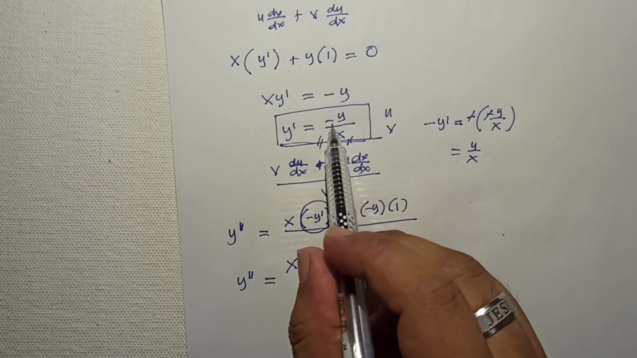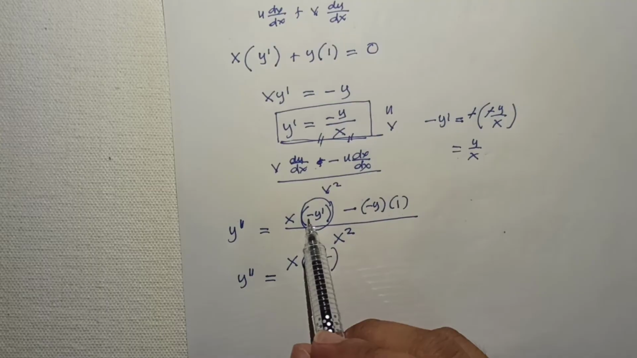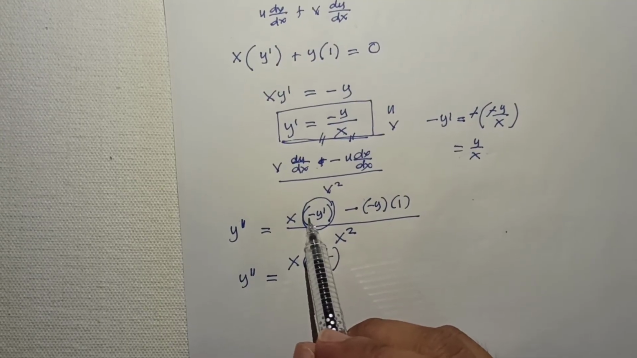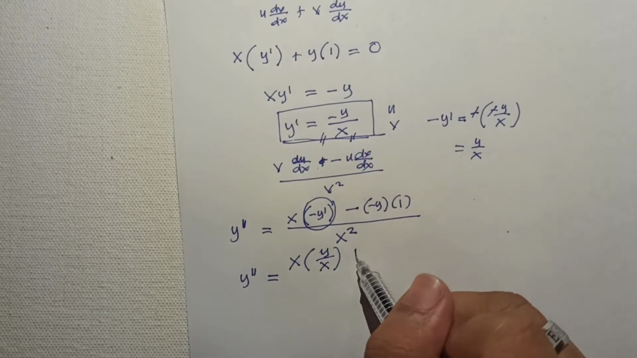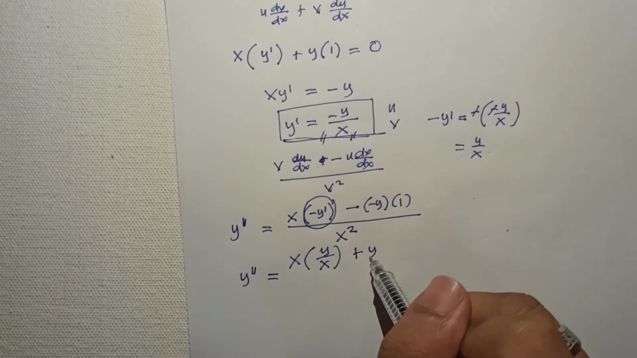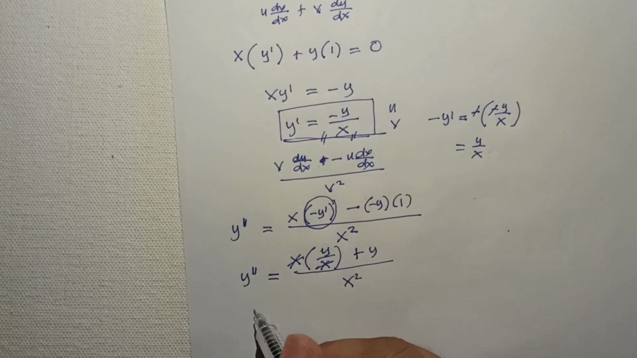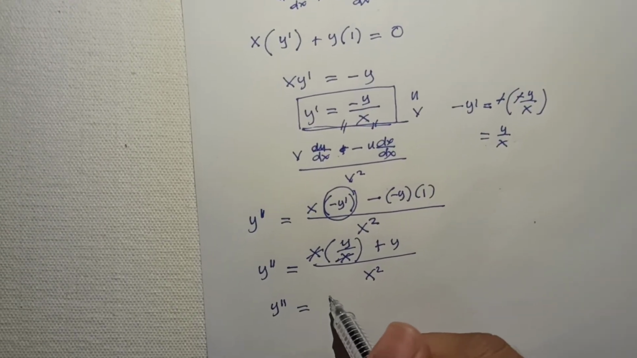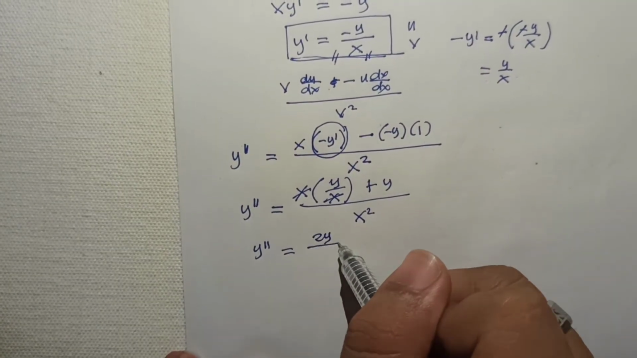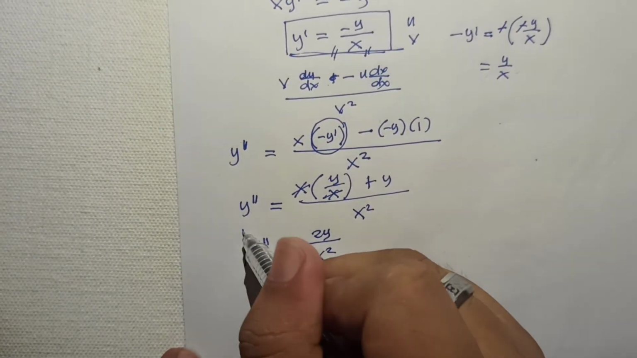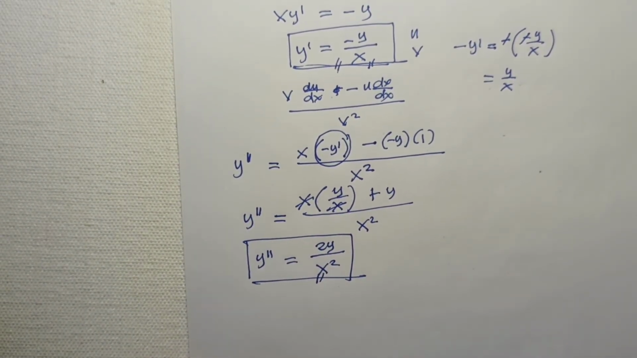The negative sign is repealed, because negative preceded with negative will become positive. So that is y over x plus this y over x squared. So cancel this part. So y double prime is equal to y plus y, that is 2y over x squared. So this is the second derivative of the implicit function.